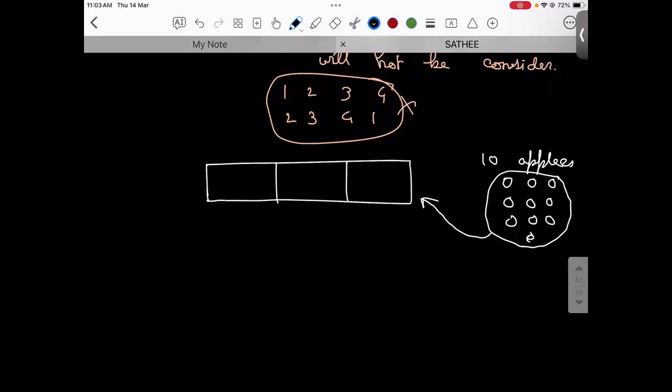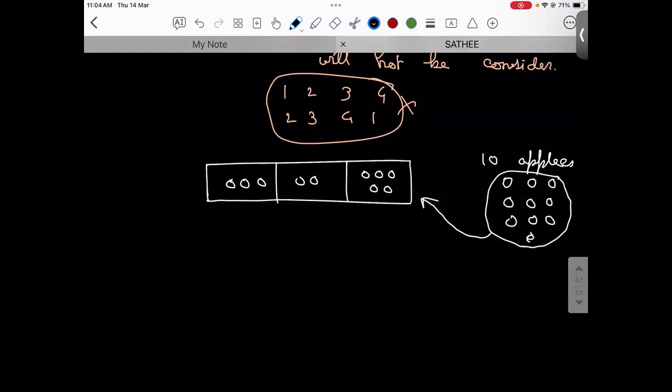So I can have some combination, like here I put 3, here I put 3, here I put 4. Or one can say that, okay, I will not do it like that. I will put here 4, here 3. Or one can say, I will not put like this, I will put here 2, here 5. So depending upon their choice, the number of ways to put these 10 apples in the 3 different baskets will vary. Fine.